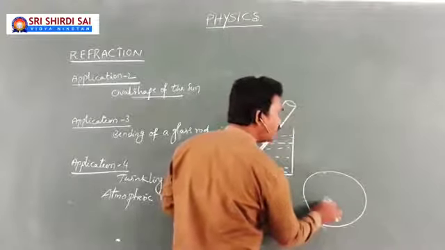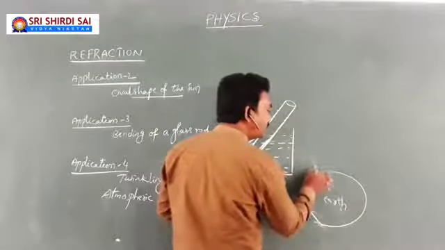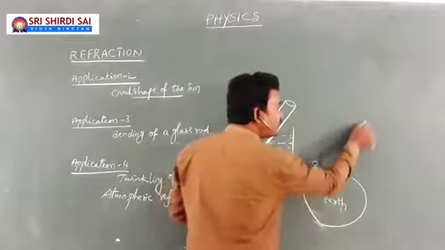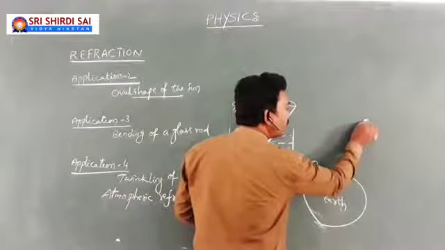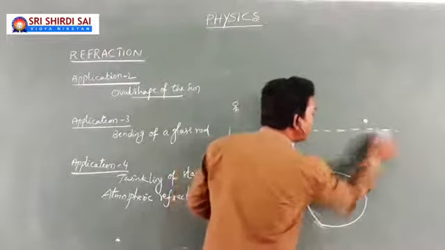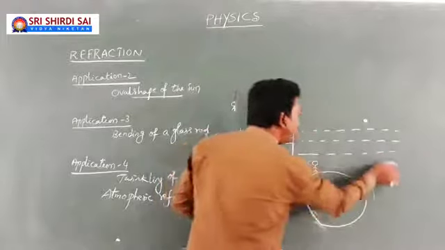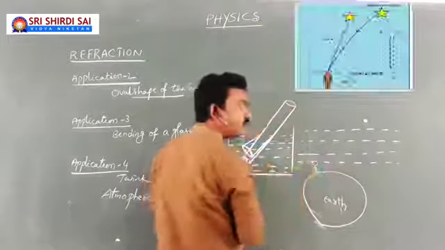Suppose here is the surface of the earth. Now here there is an observer. The observer is trying to look at the star which is far away from him. But the light that is coming from the star has to travel through different layers of atmosphere.